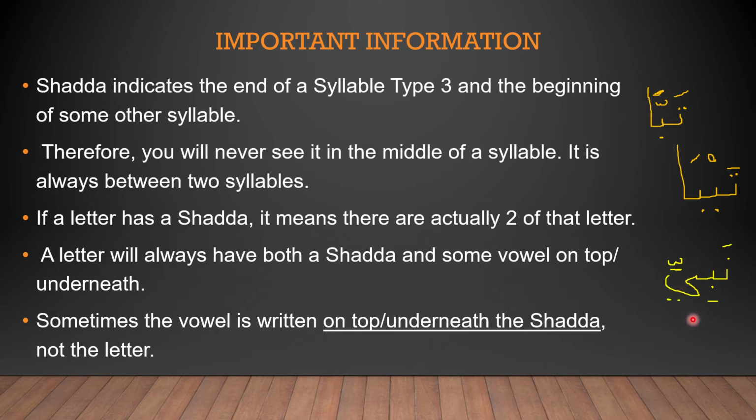The problem comes with this Ya. Ya we know is Ba and Ya together. Okay, that we understood. That's syllable type 3. But over here we see that the Fatha, or what seems like a Fatha here, is actually below the Shadda.